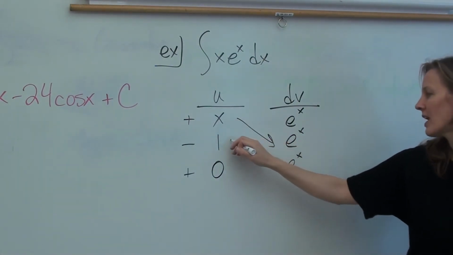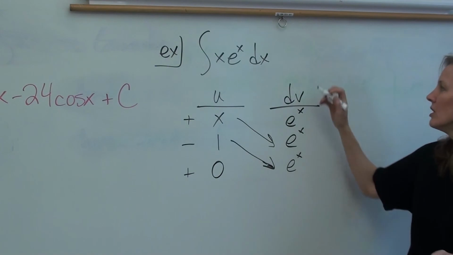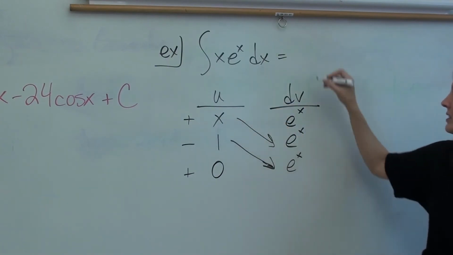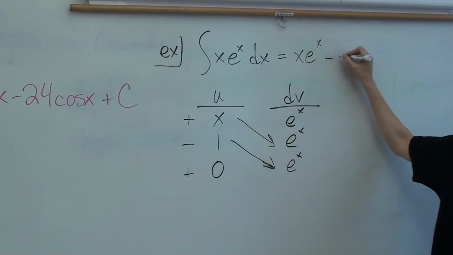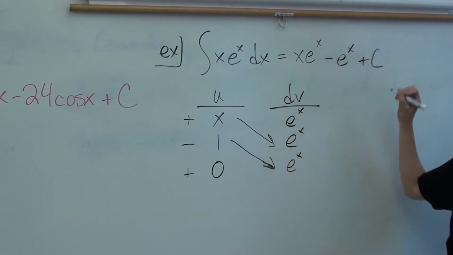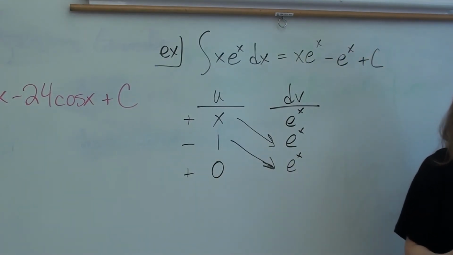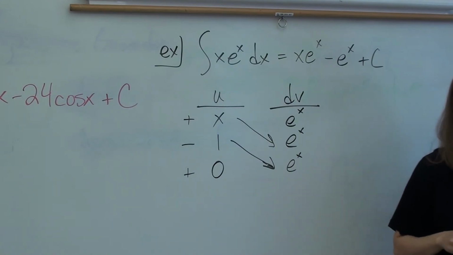Okay, diagonally down, diagonally down. So you end up with x e to the x minus e to the x plus c. So instead of using substitution, could you just do this?